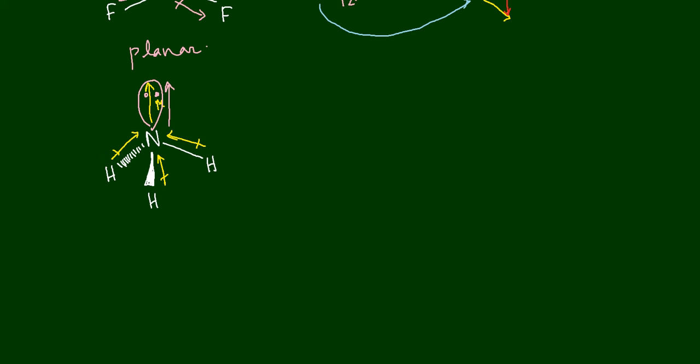Now we are going to the next example, that is the fourth example. In the fourth example, we are talking about the identification of cis-trans isomers.